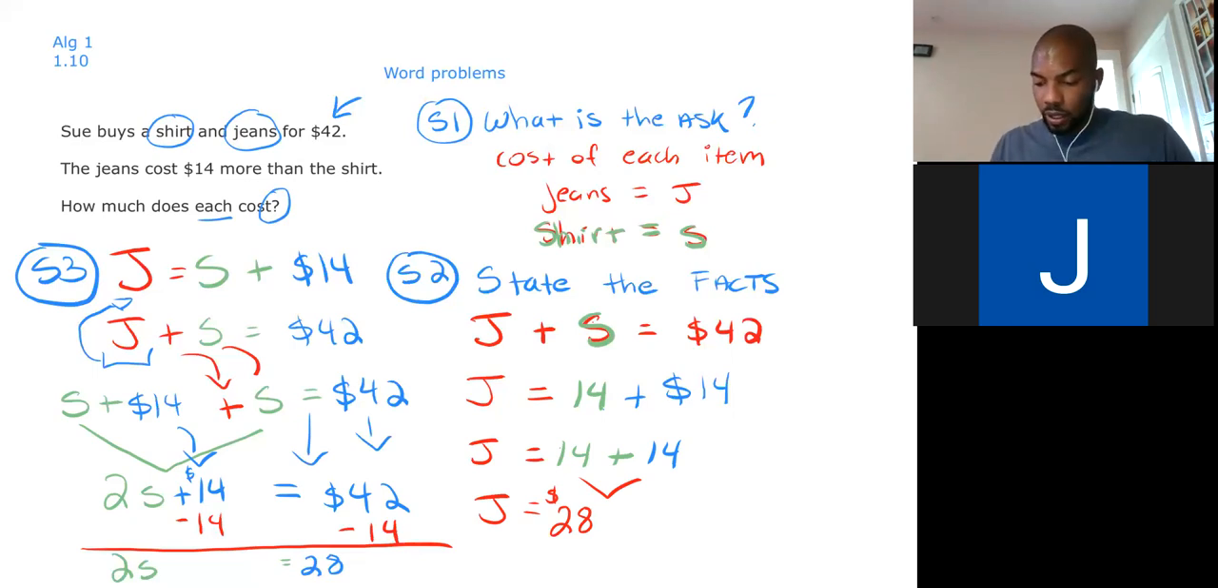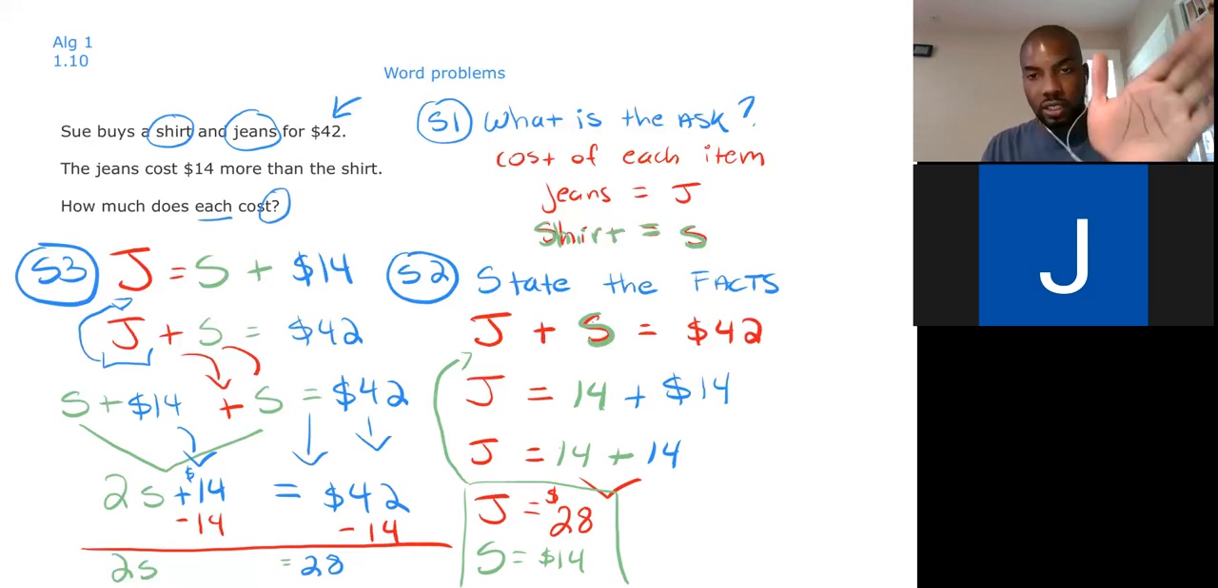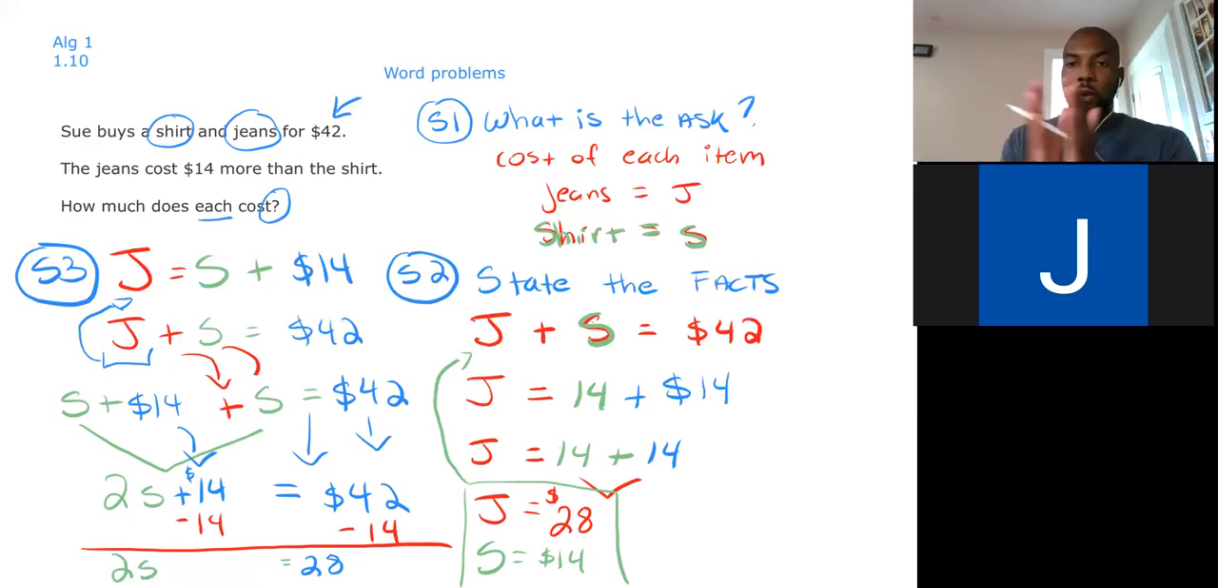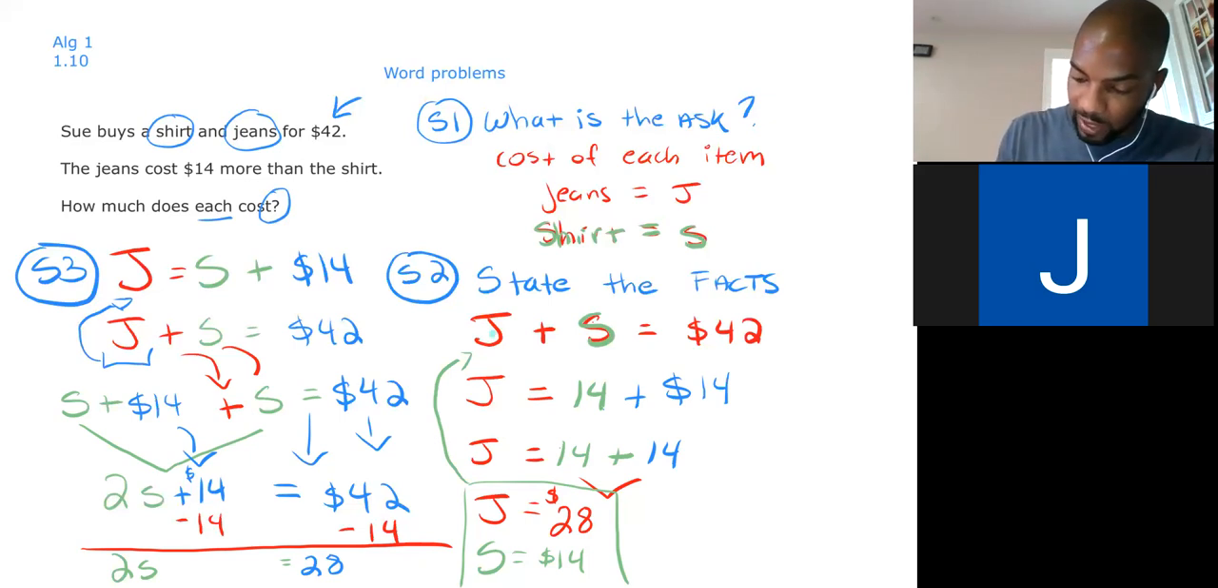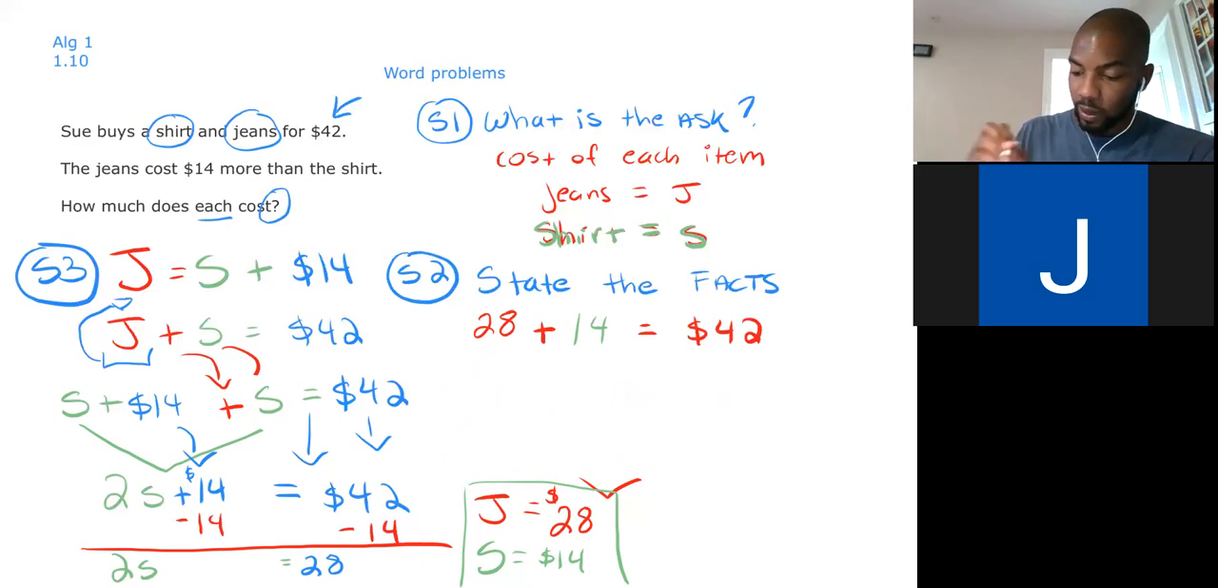Now I should be able, well, hold on. A jeans cost $28 and a shirt costs $14. So now I should be able to take these two values and plug them into my very original equation, which says whatever jeans cost plus whatever shirt cost should be $42, because that's how much Sue paid for both. So all I do is I replace my J with its value, which is 28. I replace my S with 14, and I say, all right, does 14 plus 28 equal 42? This is how I prove it.